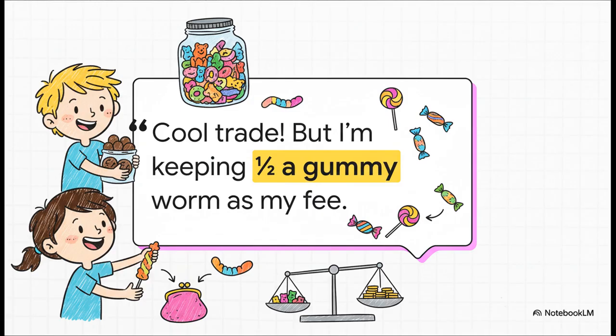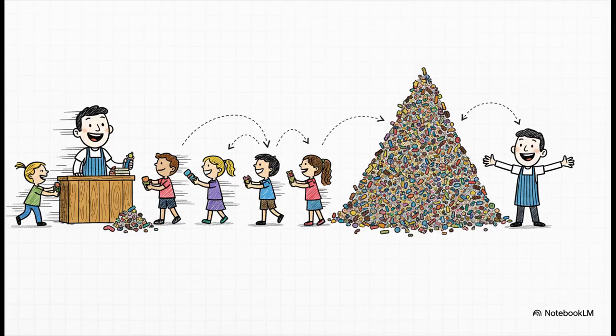So if you trade, say, 5 gummy worms for a Twix, he might just keep half of one gummy worm for himself. It's such a small amount, you probably wouldn't even notice it's gone. But, and here's the magic part, after hundreds and hundreds of trades all day long, all those tiny little half gummy worms and chocolate bits, they start to add up, a lot. By the end of recess, Max has this giant mountain of candy, and he earned it just by making it easier for everyone else to trade. That, my friends, is liquidity providing.